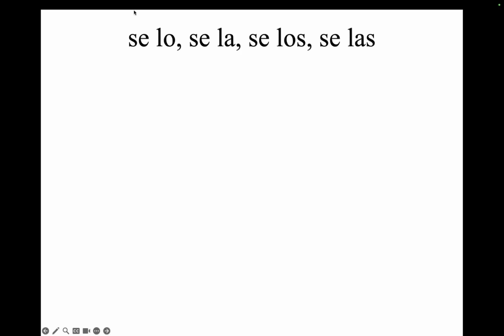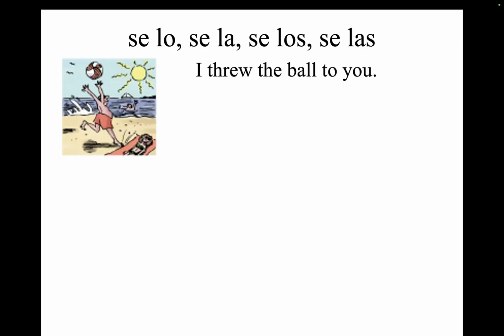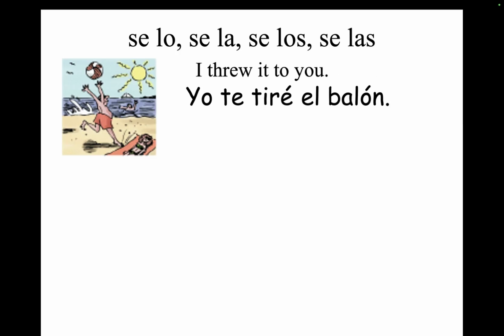Now, let's take a look at this. This is pretty cool. "Celo, cela, celos, celas." What is this about? Let's see. I threw the ball to you. "Yo te tiré el balón." I threw it to you. "El balón," direct object, masculine, "lo," right? "Yo te lo tiré." We're replacing both the indirect object, to you, and "el balón," the ball, a masculine noun, with "lo." So indirect first, direct immediately after. "Yo te lo tiré."